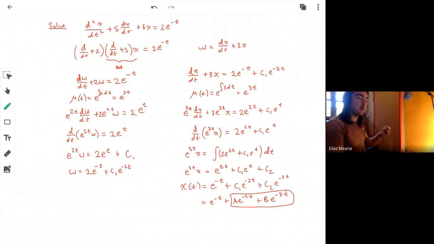So what we typically do is we call the thing that's boxed the homogeneous solution, and we call the other part, e to the minus t, the non-homogeneous solution, or as your book will call it, the particular integral.